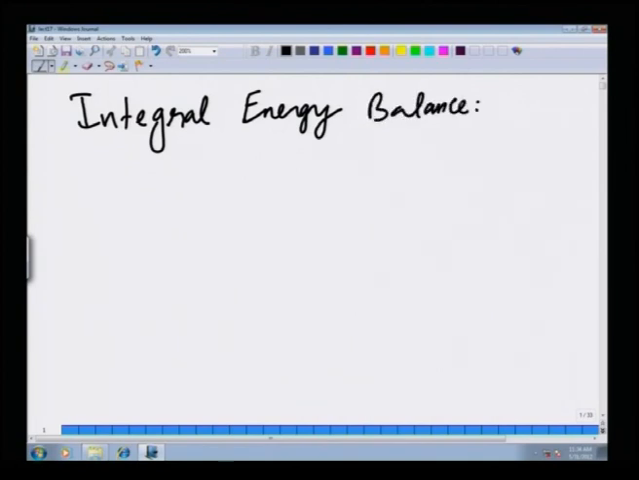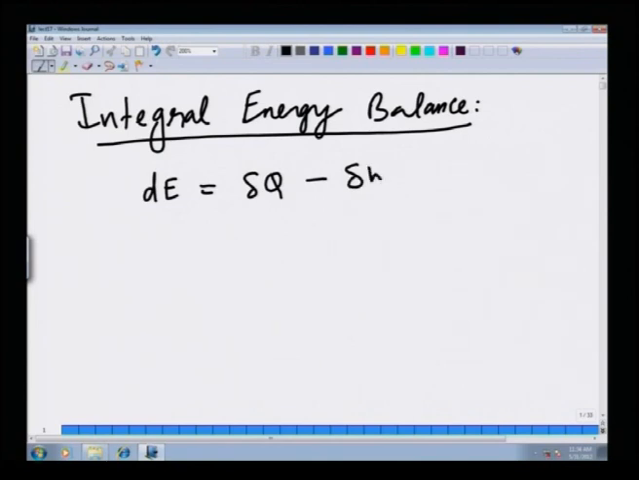In order to derive the integral energy balance, the underlying fundamental principle is the first law of thermodynamics, which says that the change in total energy of a system is equal to the amount of heat transferred to the system minus the amount of work done by the system. Okay. So, this is heat into the system, this is work by the system.